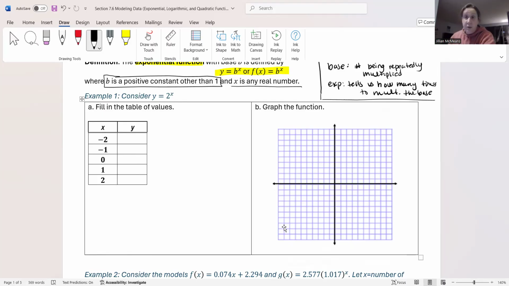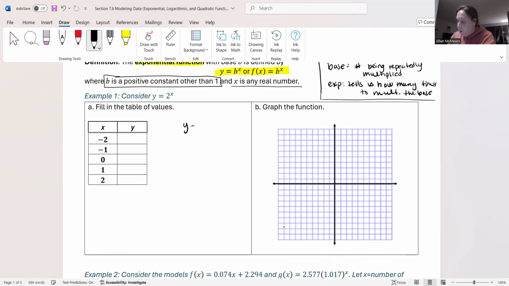Okay, so how do we do this? Well, we take our function and we evaluate it for different values for x. So we have a table of values here with 5 different x values. We're going to take our function, evaluate it one at a time for each of those x values, and figure out what y has to be for each given x. Then we plot those points and connect them with a graph.